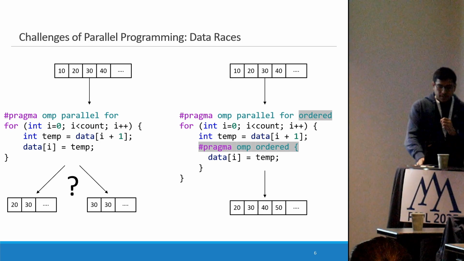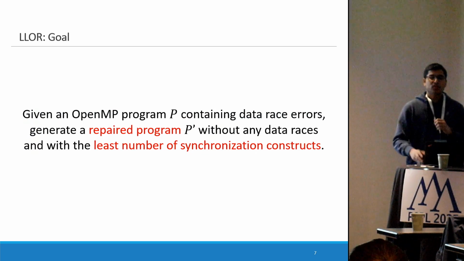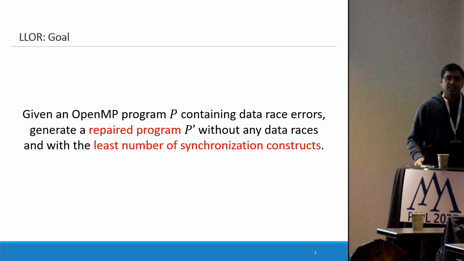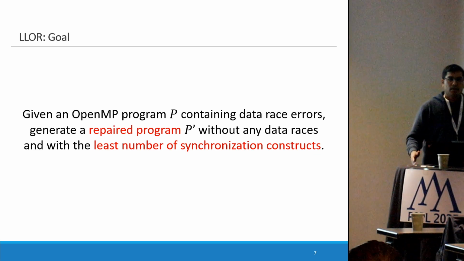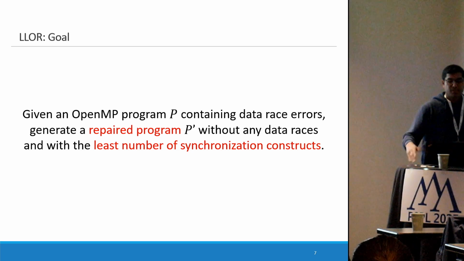So with this, let us see the goal. The goal of our work is basically, given a program which has data races, can we generate an automatically corrected program which does not have data races and which has a minimal number of barriers or synchronization constructs.